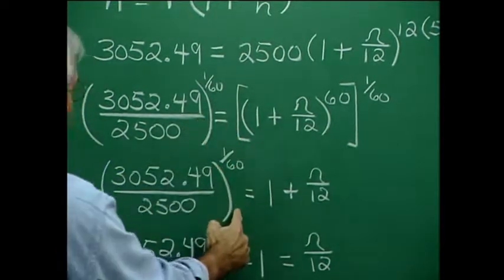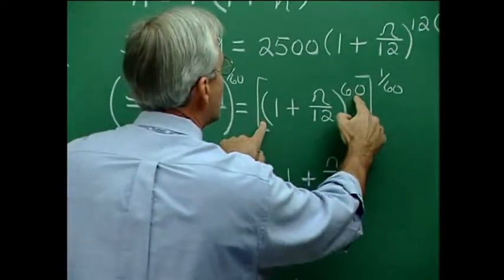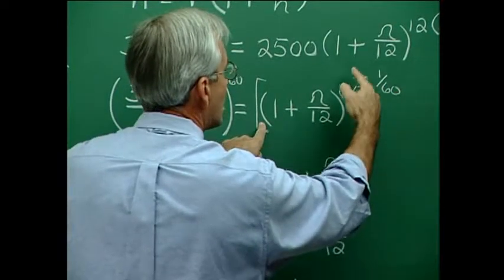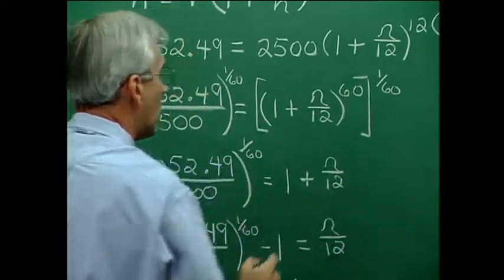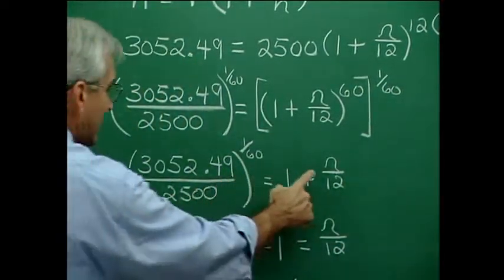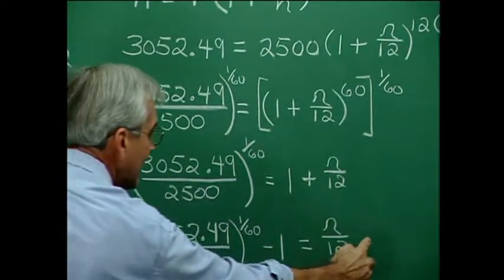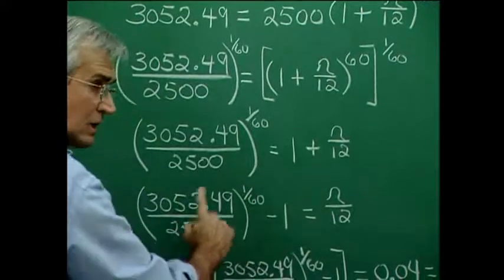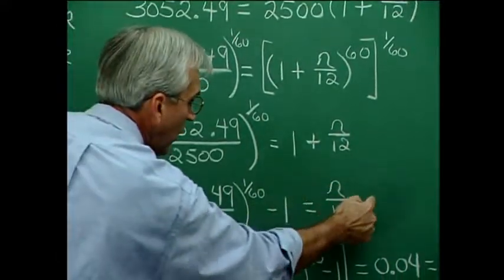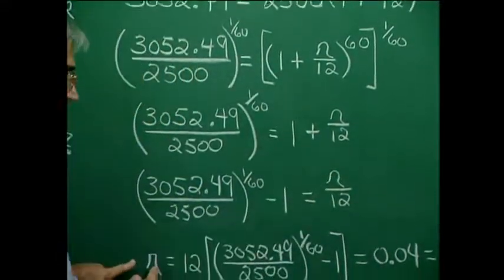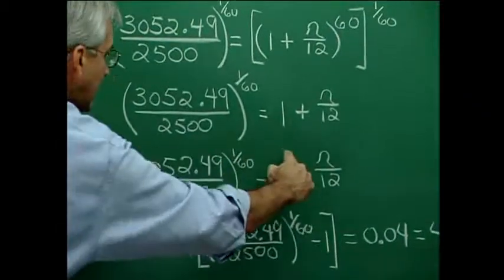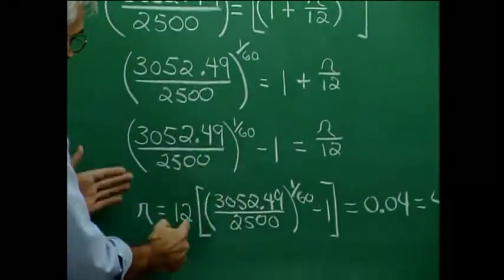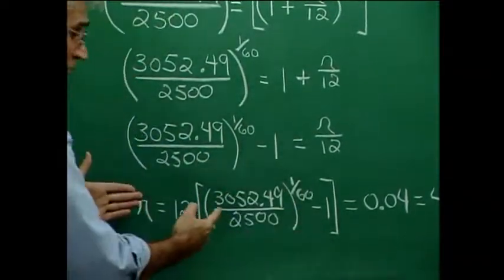In the next step, I have this, and then 60 times 1/60 is simply 1, so I have 1 plus r over 12. Now subtracting 1 on both sides, I get this. And now I want to clear the 12, so I multiply by 12 on both sides. Once I do, the 12 goes out on the right, and I'm left with r. And then 12 is multiplied times all of this, so I have 12 times all of this.